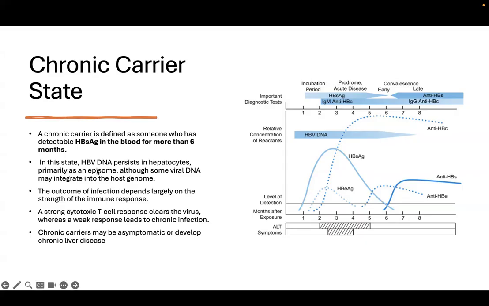And in this state, usually the DNA of the hepatitis B virus can stay in the hepatocyte as an episome. Episome basically means it's literally in your nucleus. It's not integrated, but it stays there. So that's what we mean by episome. It's just there in the nucleus. Or some can actually integrate in the host genome. So this is what also puts them in a chronic state.